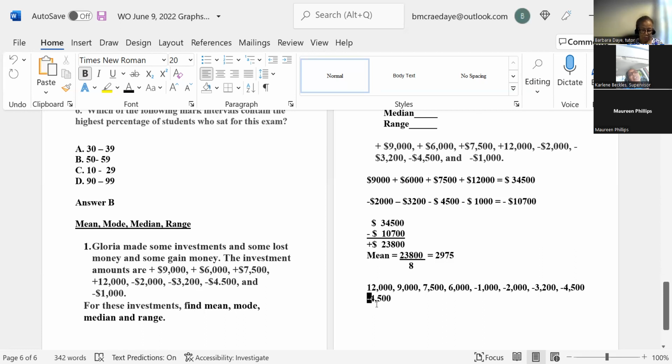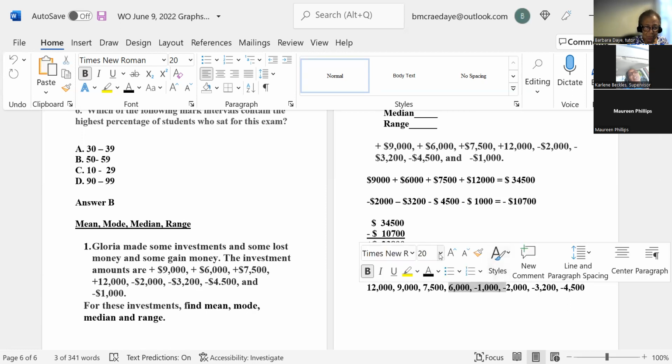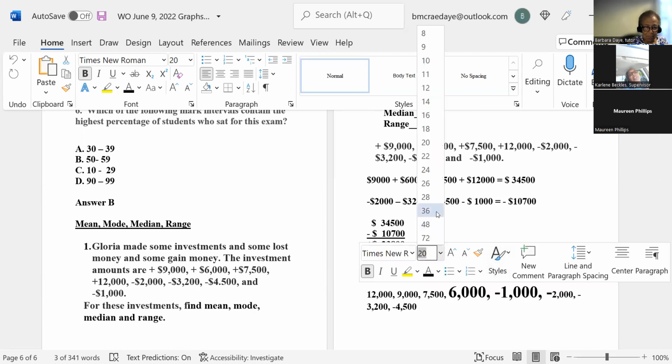Now, Maureen, how do we find the median? We have an even set of numbers. So where would our median fall? Between what two numbers? The 6,000 and the minus 1,000. That's right. Because you have three investment amounts in front of it and three behind it. So your median would be an average of these two numbers.